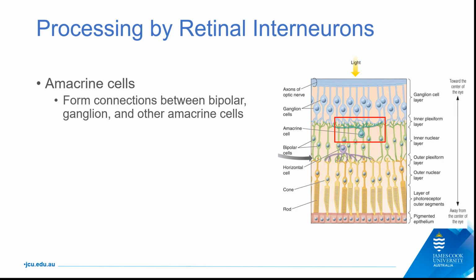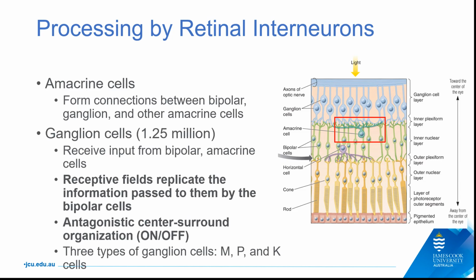Now we come to amacrine cells. They are the cells between our bipolar and ganglion cells. They also have connections with other amacrine cells, but primarily they send information from our bipolar cells to the ganglion cells. Ganglion cells are very interesting. They are also part of our receptive fields, and they also have this antagonistic center-surround organization. So if a question asks which two types of interneurons have this antagonistic center-surround organization, you should say ganglion cells and bipolar cells. Don't get that one wrong.